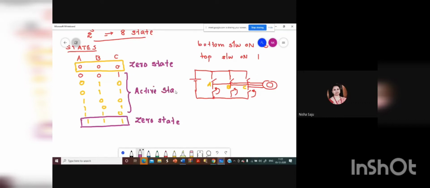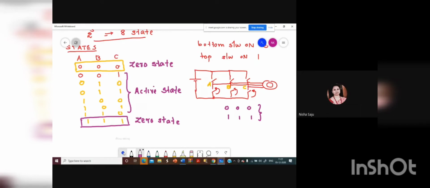So in the case of space vector modulation, you mainly have 2 zero states. The 2 zero states mean either the bottom switches are on and connected to the bottom rail, or the top switches are on and connected to the top rail. These two conditions are known as the redundant condition or the zero state condition, and the rest are your active states. The active states are 001, 010, 011, 100, 101 and 110. These are the different state combinations possible in space vector modulation.